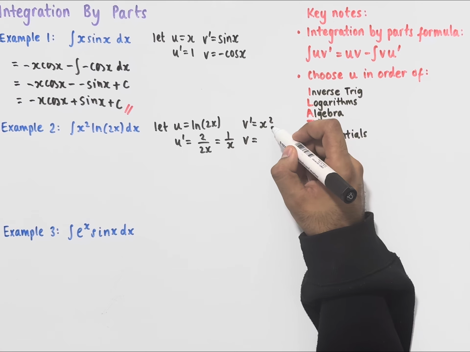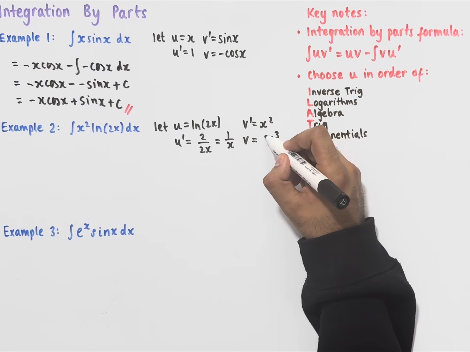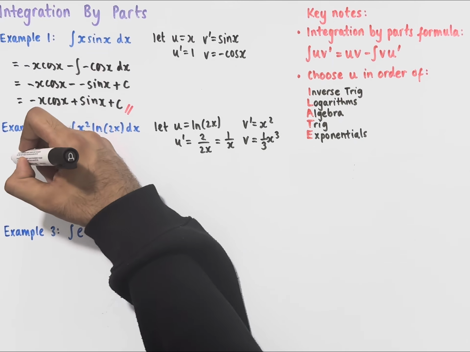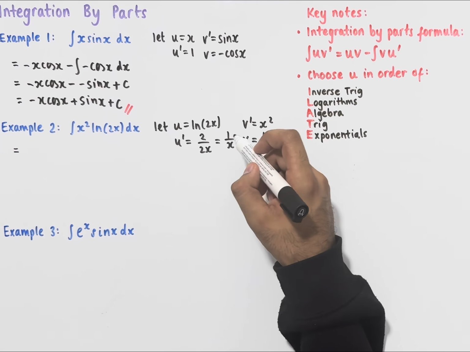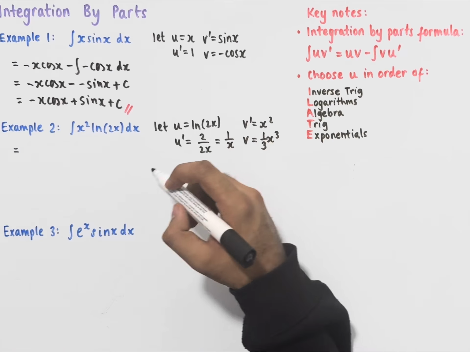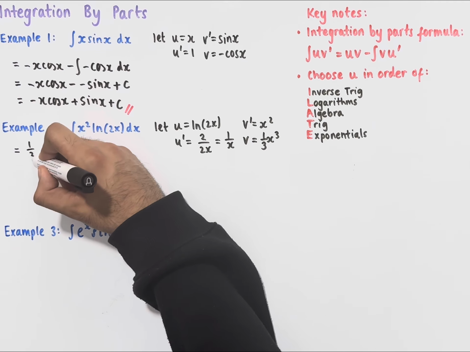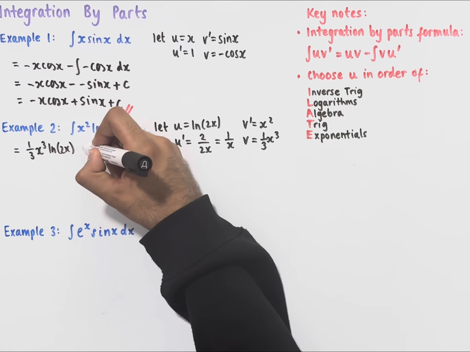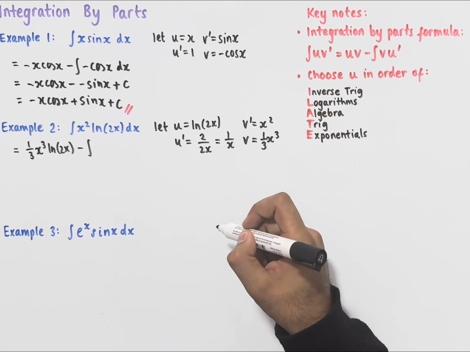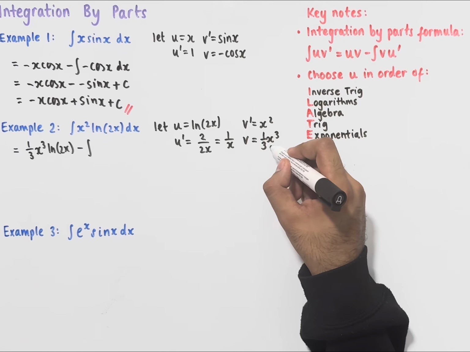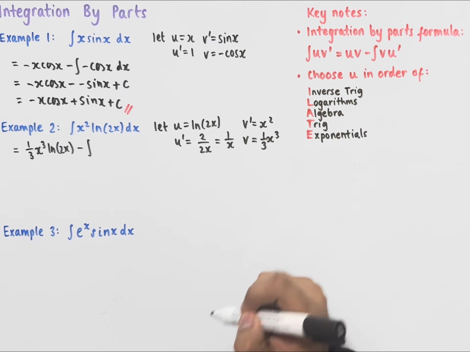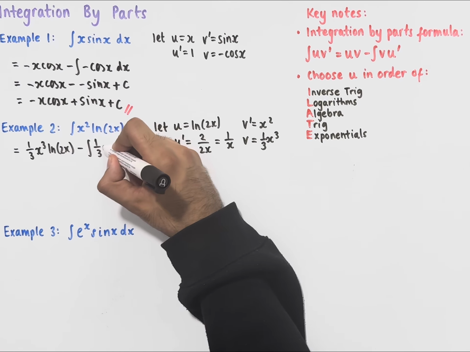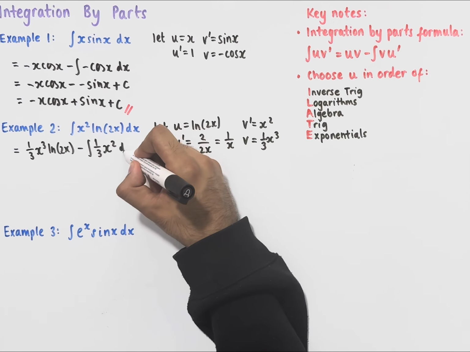So integrating x squared, we add 1 to the power, which gives us x cubed, and then we divide by the new power, which is the same as multiplying by a third. Now using the integration by parts formula, we have that uv, which in this case is ln 2x times a third x cubed, gives us a third x cubed ln 2x minus the integral of vu', which in this case is a third x cubed times 1 over x, which simplifies to a third x squared, and we're integrating this with respect to x.